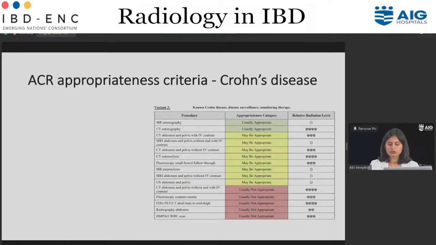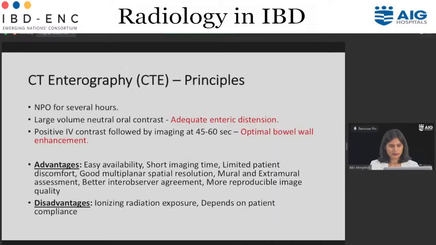Similarly, when there's a known Crohn's disease and the patient is on treatment and you want to monitor the response and see if it's still active or if there are any strictures, and if the strictures are fibrotic versus inflammatory strictures, MR enterography is more appropriate than any other imaging modality.